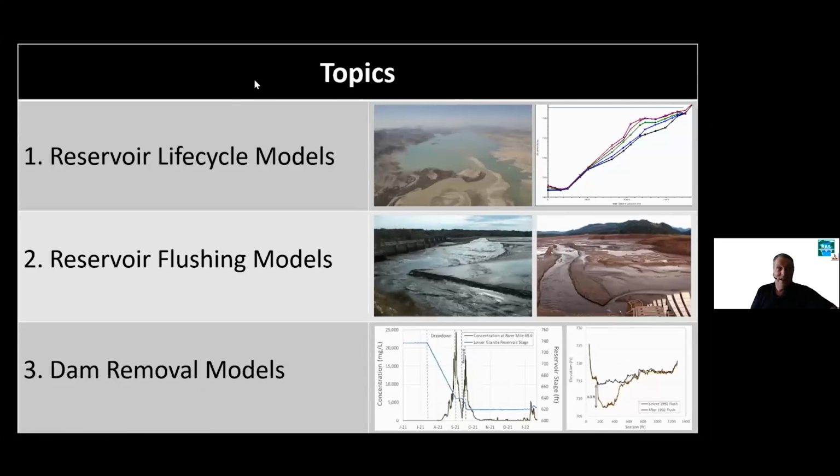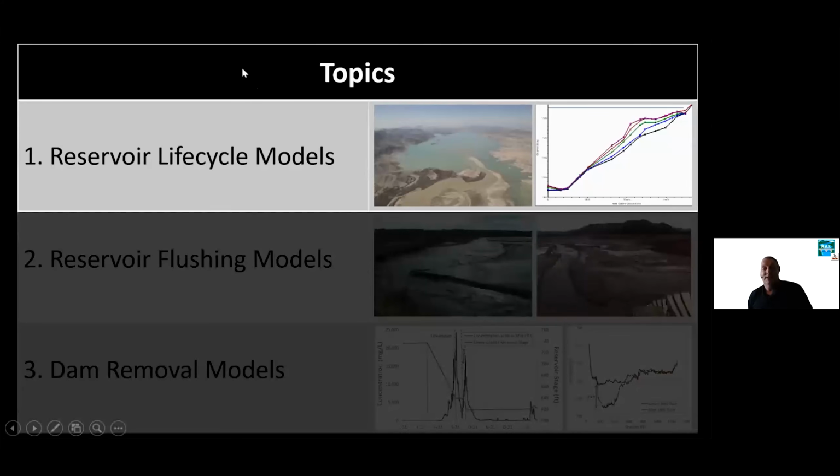But I'm just going to show you one of each because it kind of shows you the sorts of analyses that you can use to apply a model to these questions. And so the first topic is reservoir life cycle modeling. And the life cycle modeling is just, how long do we have until there's an impact?